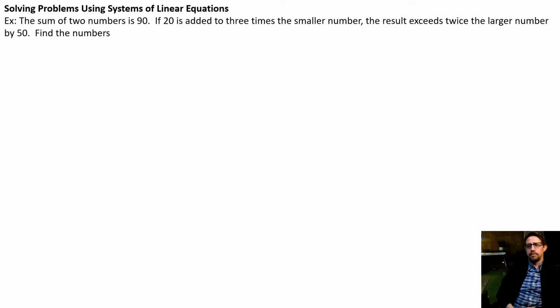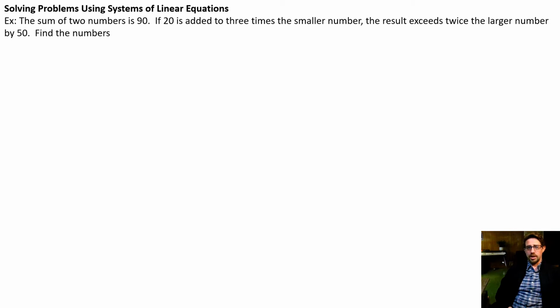So here's more of a number theory one. It's a lot of words. The sum of two numbers is 90. If 20 is added to 3 times the smaller number, the result exceeds twice the larger number by 50. Find the numbers. So, okay, a lot of words.